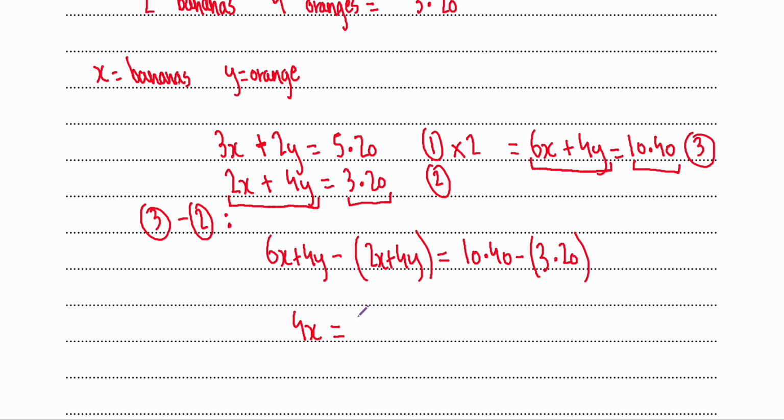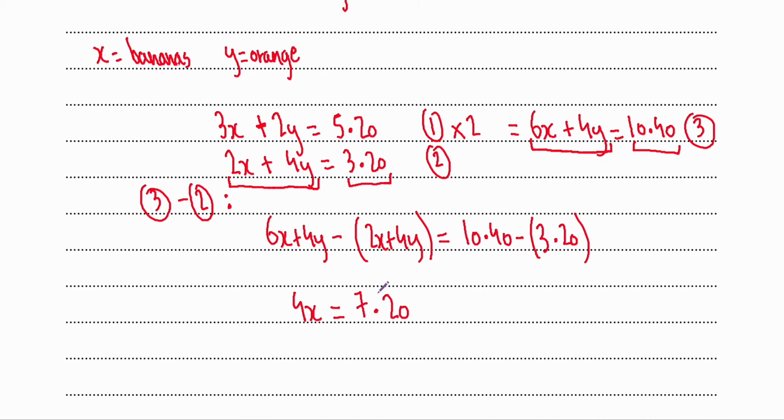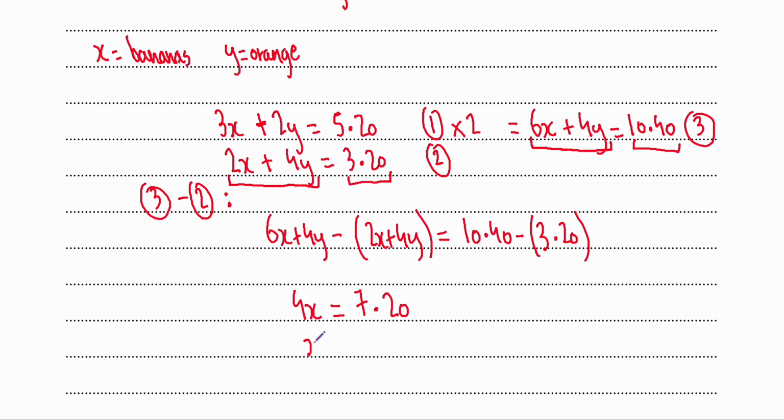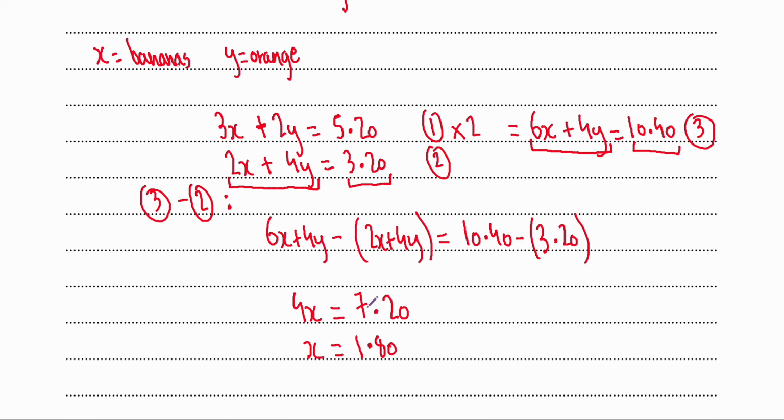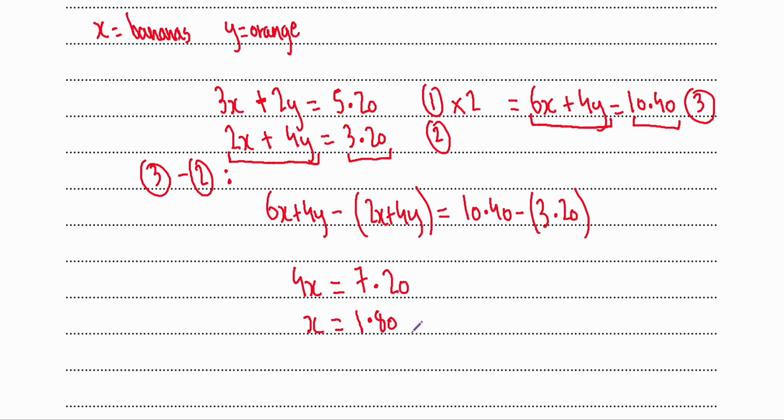You're left with 7.20. And then you can just find x on its own. You can just divide by 4. So you're left with x is equal to 7.2 divided by 4, which is 1.8. So $1.80. But that's what x is. X is a banana, right? So that means each banana is worth $1.80.